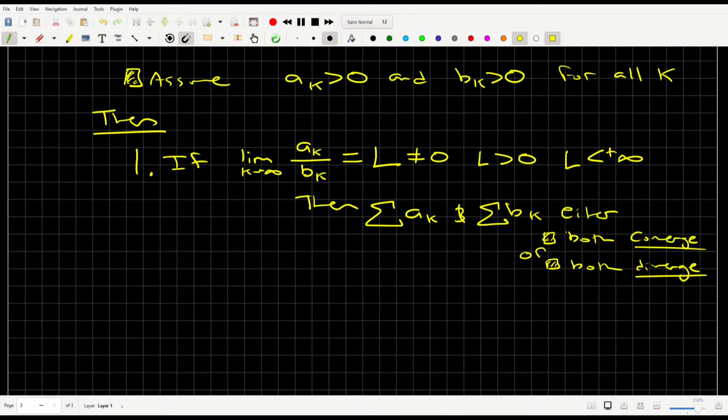So we use this in a very similar manner to how we used it for improper integrals, which is we take our complicated series and we find a comparison series that's simpler and that we can show this limit is equal to some finite value. And then the convergence or divergence of the comparison series will tell us about the convergence or divergence of the original complicated series.